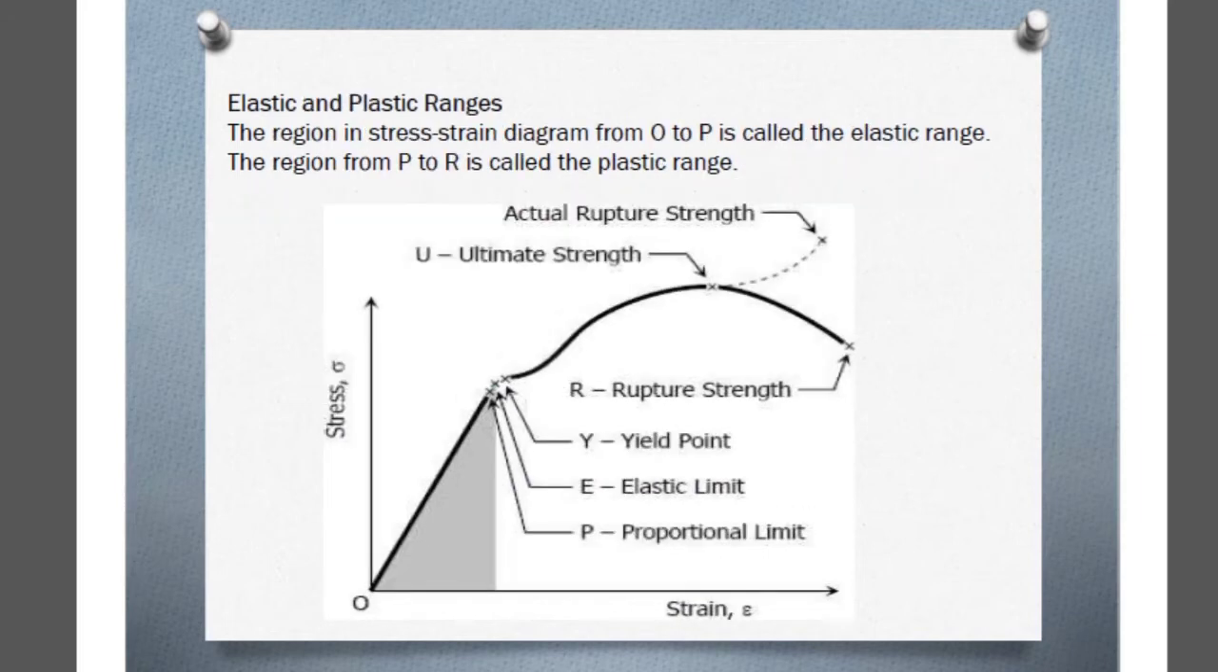What is elastic and plastic ranges? The region in the stress strain diagram from point O to P is the elastic range. Yung region galing sa point O hanggang sa point P ay tinatawag nating elastic range, while the region from point P up to here at point R ay tinatawag naman natin plastic range.